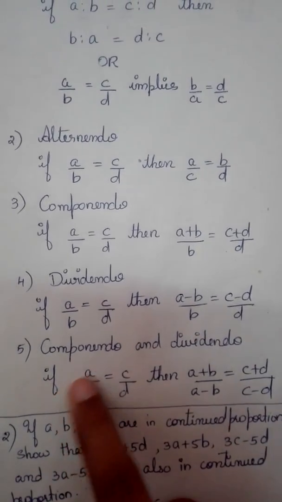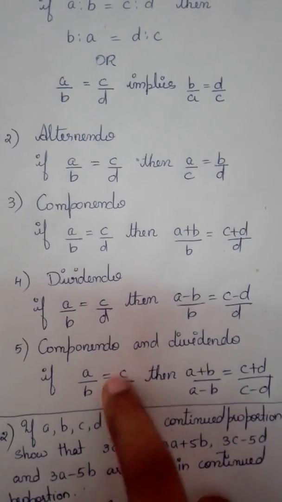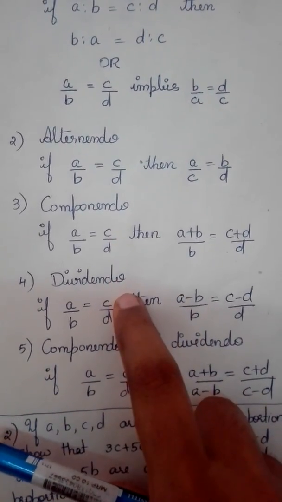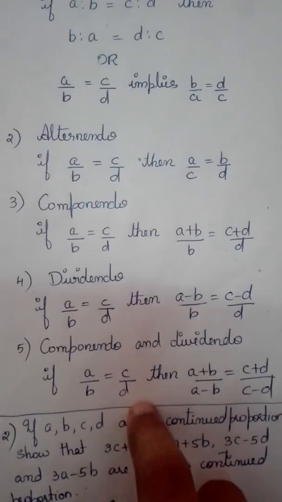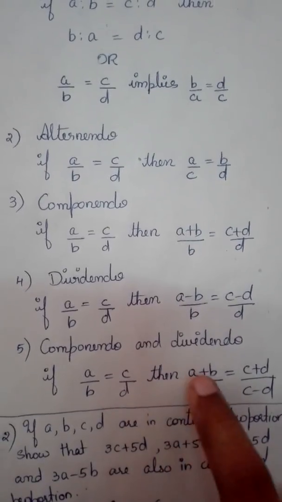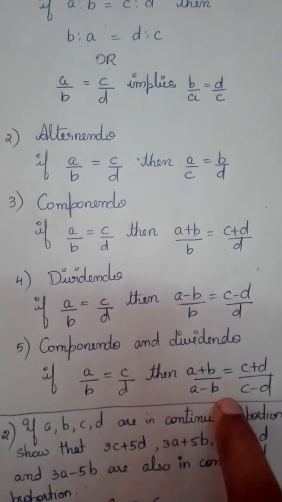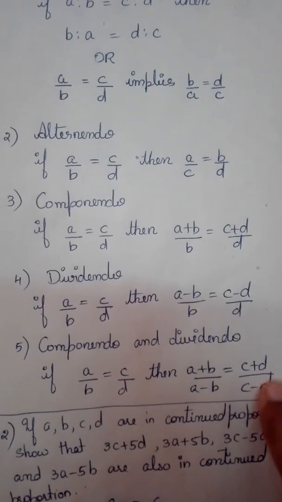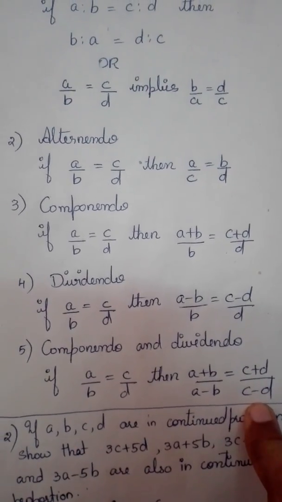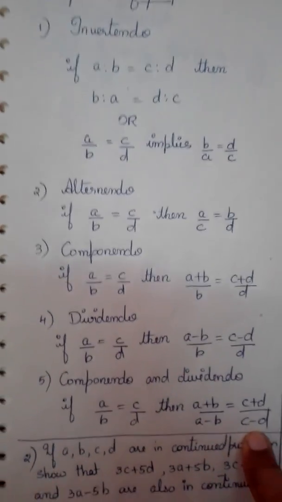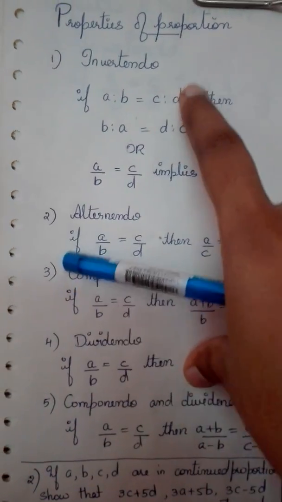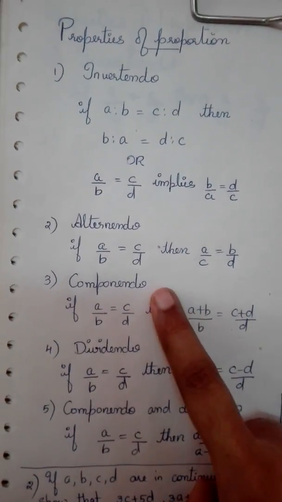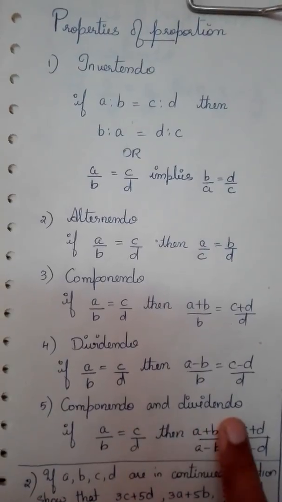The fifth one says componendo and dividendo. It's a combination of properties 3 and 4. So that says if A, B, C, D are in continued proportion, then A plus B by A minus B is equal to C plus D by C minus D. So these are the 5 different properties of proportion: invertendo, alternando, componendo, dividendo, and componendo dividendo.